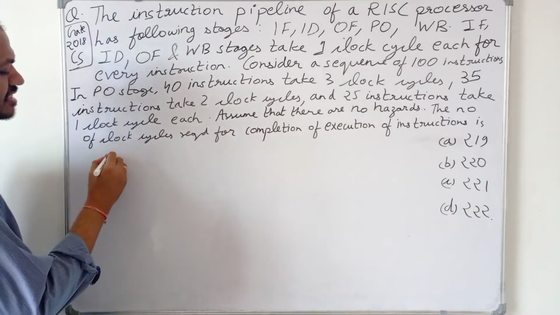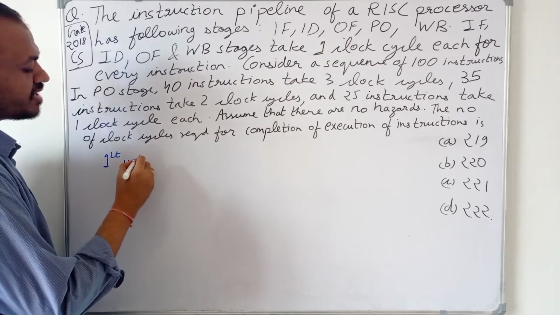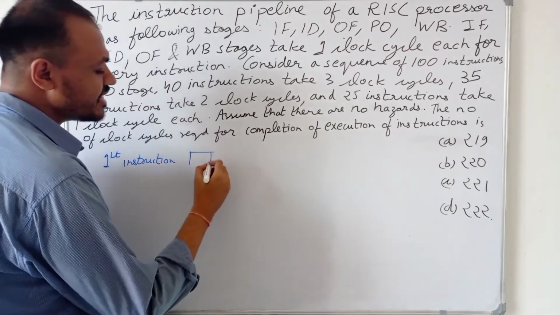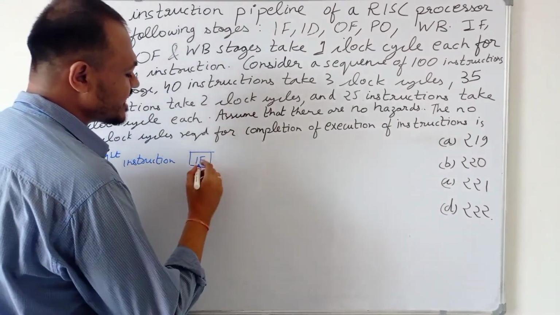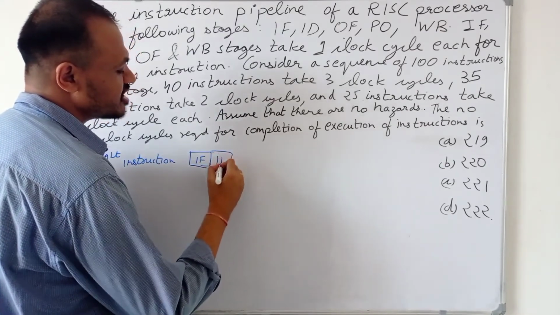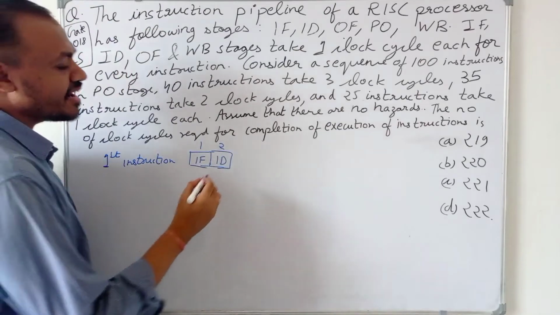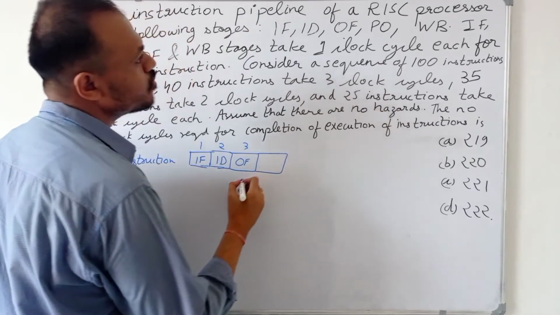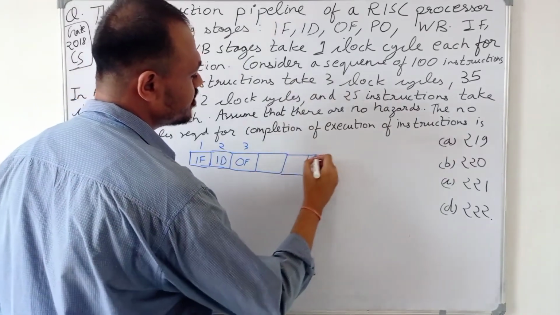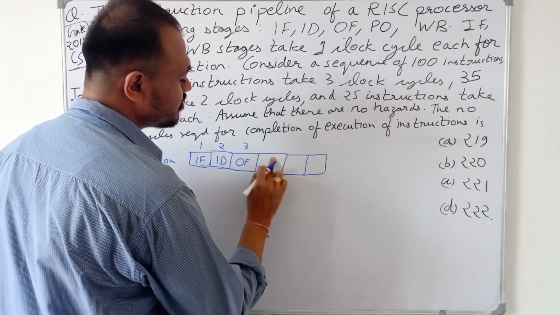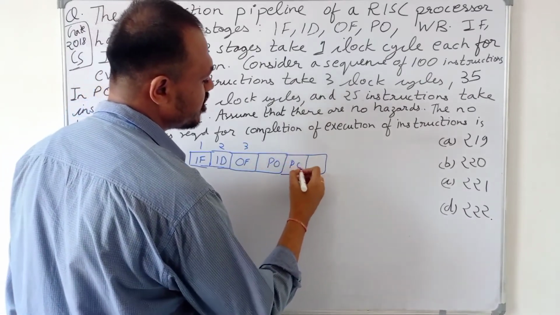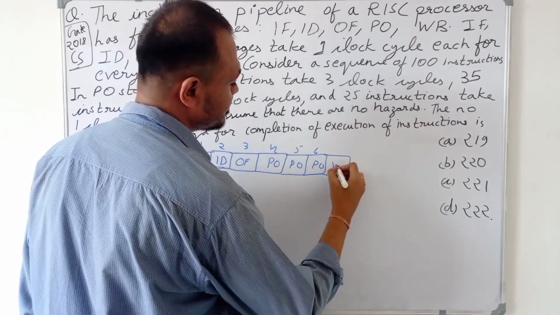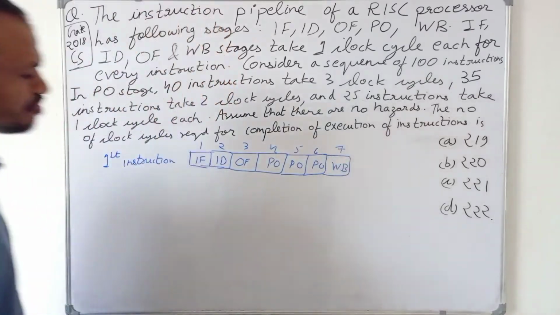So we are taking the first instruction. In the first clock cycle IF, the instruction fetch, will be completed. Then in the second clock cycle ID, instruction decode, will be completed. Then in the third clock cycle opcode fetch will be completed. Then in the fourth, fifth and sixth clock cycle PO will be completed, because the first 40 instructions take 3 clock cycles each for the PO operation. Then in the seventh clock cycle write back is completed.